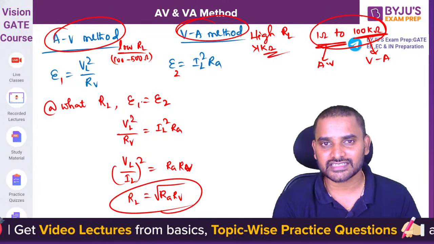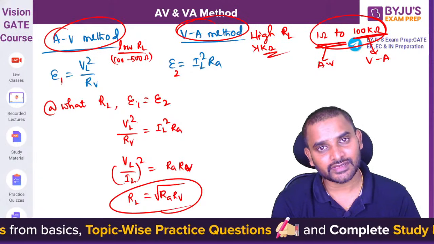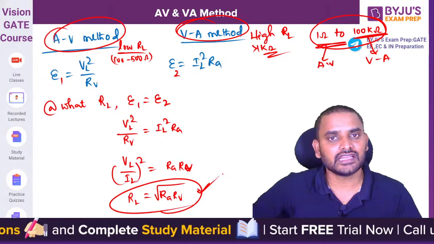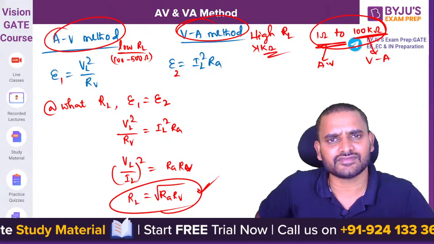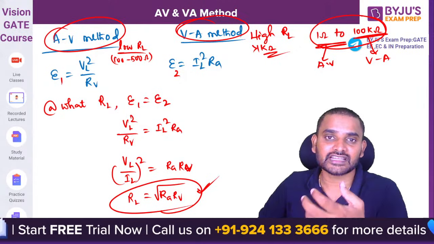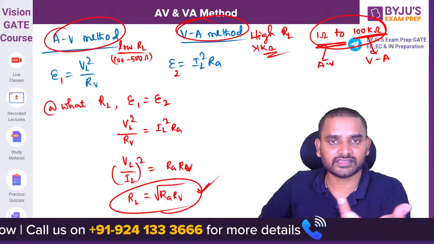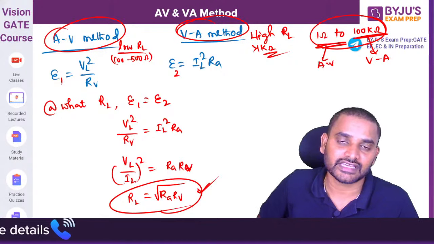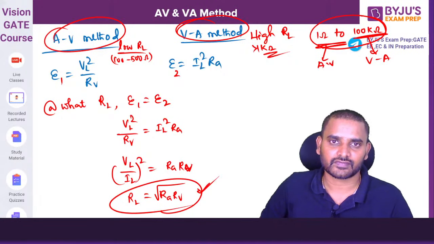At what load resistance are the error in the AV method and the error in the VA method equal? So this is the load resistance. They'll give you some values: ammeter resistance of this much, 0.2 ohms, voltmeter resistance of 5 kilo ohms, like that. And then they'll ask you to calculate at what value of load the errors are going to be equal.